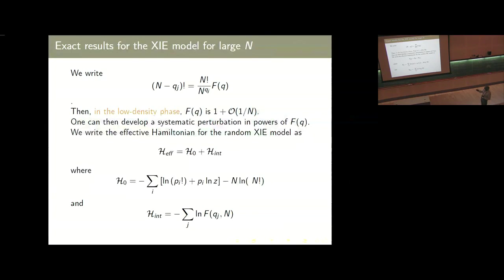The n minus qj factorial can be approximated as n factorial divided by n to the power qj times a slowly varying function of q. So then you can write the H effective as H0 plus H int. H0 is log pi plus pi, this kind of stuff. H int is a weakly changing function of q. Under H0 there is a sum over i, but there is no dependence on j. So different rows become independent. And so you can solve it exactly.